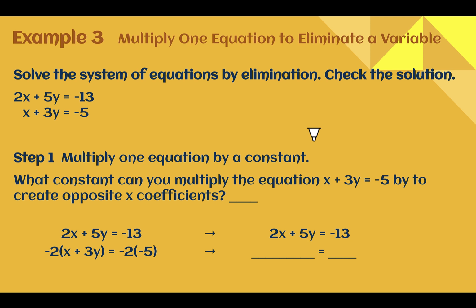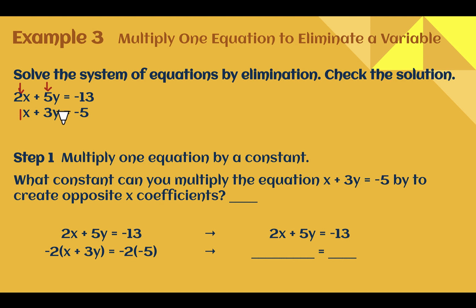Example 3. Multiply one equation to eliminate a variable. Solve the system of equations by elimination. Check the solution. We have 2x plus 5y equals negative 13, and x plus 3y equals negative 5. It's set up for us to use elimination. I have something x plus something y equals a number for both equations, but none of the coefficients match up. We have 2 and 1 and 5 and 3. They don't match up. We can't eliminate as it is.